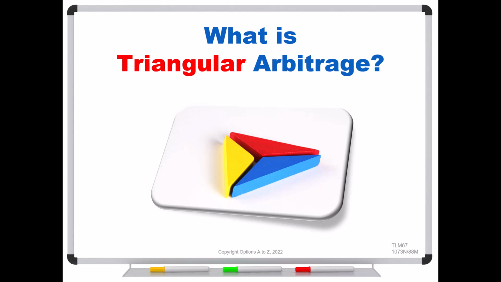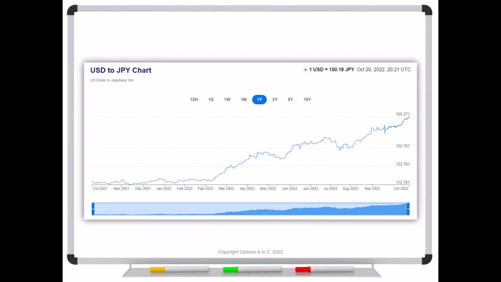Well, I received a nice email from one of our traders asking about what is triangular arbitrage. And this question came up from a recent article talking about the US dollar Japanese yen, that it traded at an all-time high of 150. This is the highest since 1990. So one US dollar now equals 150 plus Japanese yen.